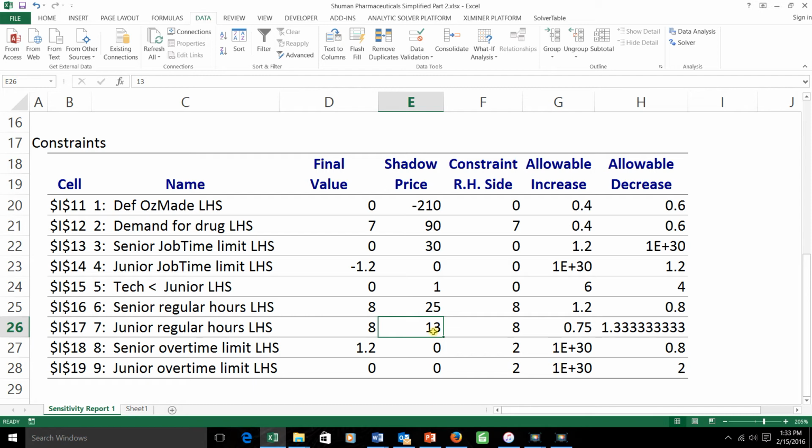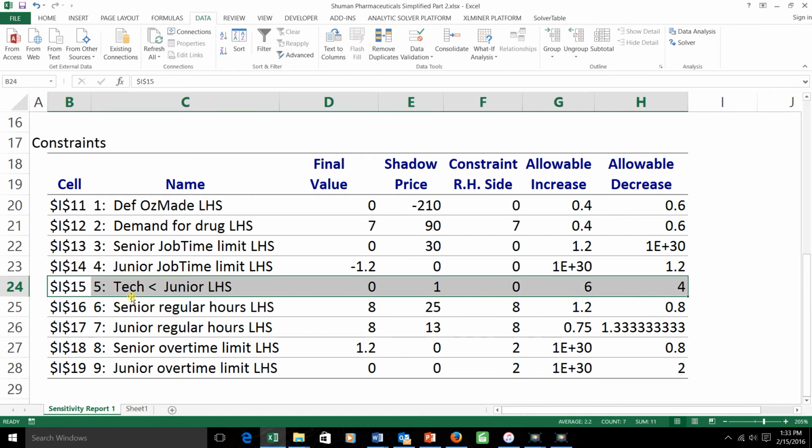By the way, we can increase the size of a change to more than 1 unit. For example, look at constraint 5. Constraint 5 says that the lab tech has to work for hours less than or equal to the junior chemist time. The lab tech always has to be supervised. But suppose that weren't true. Suppose, for example, that the lab tech could work on his own for 3 hours before needing supervision. How would this change things?